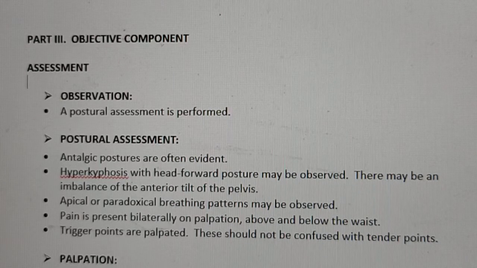Now, trigger points are palpated. So painful points are palpated. These should not be confused with tender points. Tender points are different from trigger points. With trigger points, the area is painful, but when palpating, there will be nuts in the tissue, a little hard tissue. For tender points, you're only going to feel or palpate the area with pain, just pain. That's the difference.